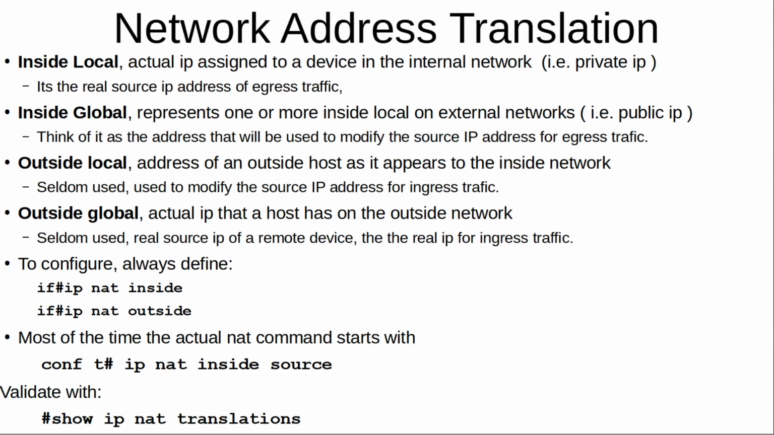To configure NAT, you will have to define your inside interfaces and one outside interface with the commands ip nat inside and ip nat outside. And most of the time, 99% of the time when you're working with NAT, you will be using the command ip nat inside source. Remember that. In order to validate NAT, remember to use the command show ip nat translations.